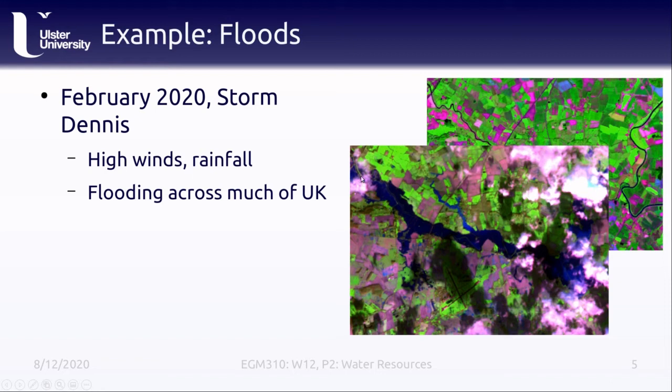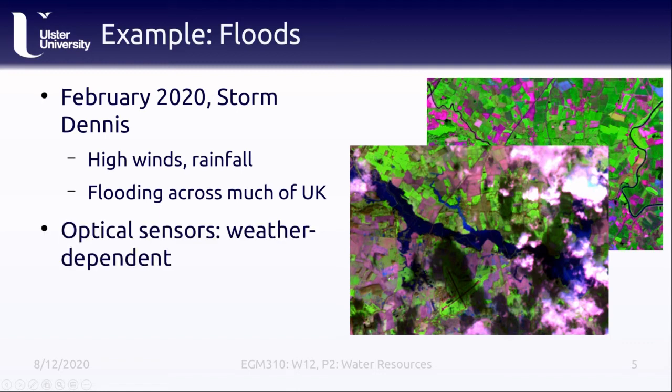As you can see, optical sensors are also weather dependent. Much of the flooded extent in this subimage is obscured by clouds, which makes mapping the full extent of the flooding difficult. By using SAR sensors, on the other hand, we can map floods under all weather conditions, as clouds are almost entirely transparent in the microwave portion of the electromagnetic spectrum.